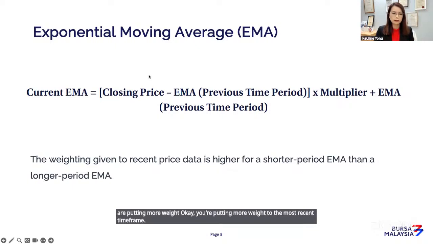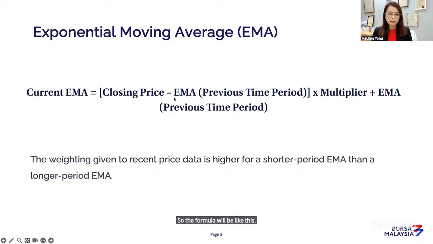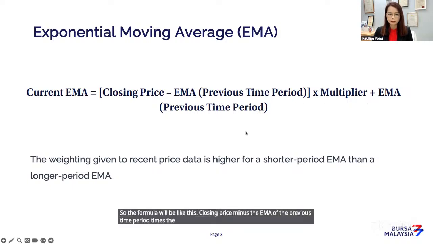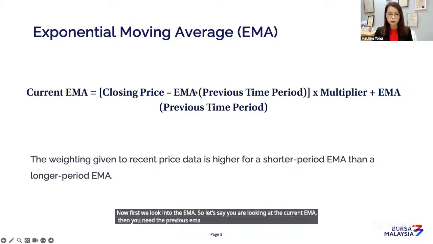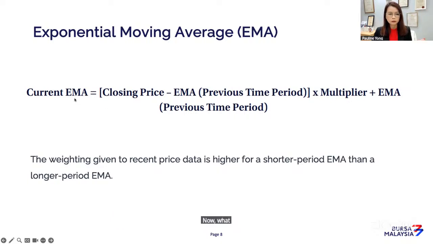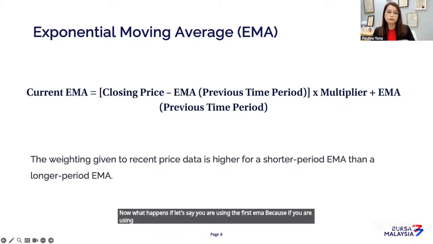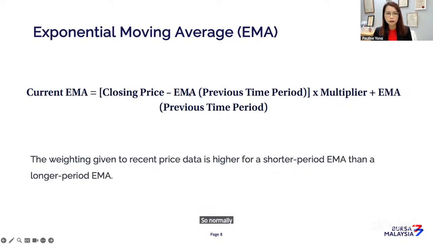So the formula will be like this: closing price minus the EMA of the previous time period, times the multiplier, plus the EMA of the previous time period. Now, first, we look into the EMA. Let's say you are looking at the current EMA, then you need the previous EMA figure in order to calculate the current EMA, correct? Now, what happens if you are using the first EMA? Because if you are using the first EMA, you do not have the previous EMA, so what will this figure be? Normally we'll put a simple moving average here.